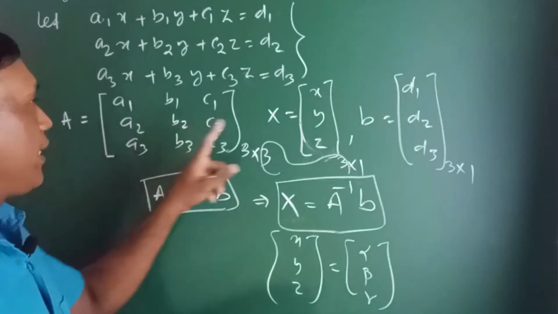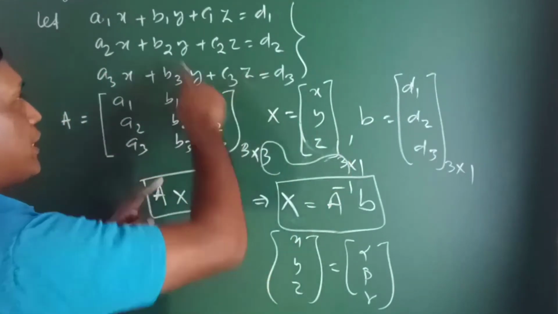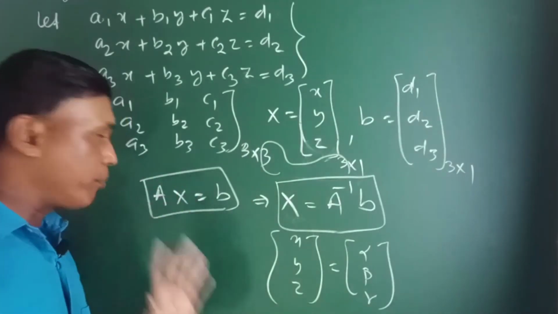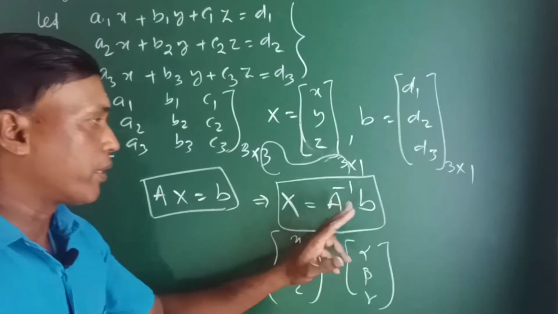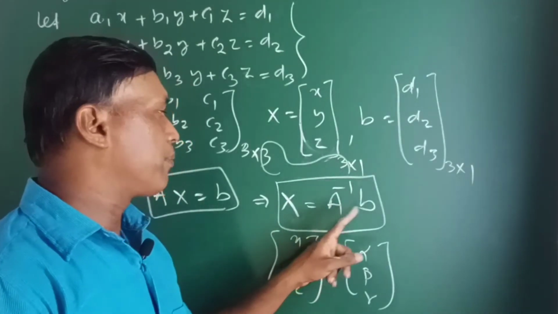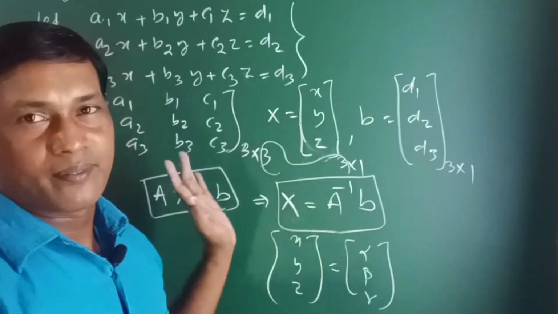First find A, X, B. Then this system is in the form of AX is equal to B, A into X is equal to B. So X is equal to A inverse into B. Then find A inverse, multiply A inverse with B to find the value of X, Y, Z.